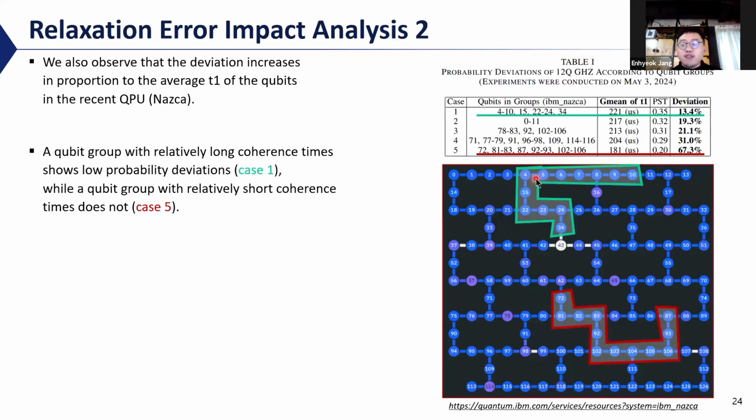And here is the latest evaluation using the IBM Nazca processor. It was conducted in May last year. If we choose very robust groups, such as case 1, the probability deviation is only 13%. But if we choose very non-robust groups, in this case the red ones, the deviation shows up to about 70%.